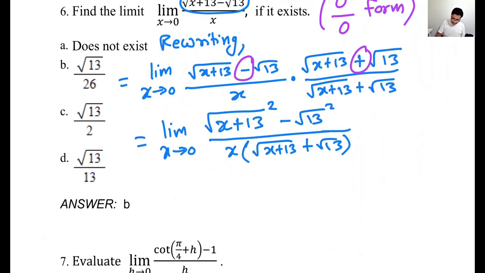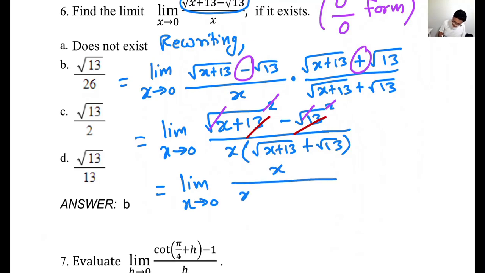Okay. Now we are almost there because the root and the square get cancelled. And then x plus 13 minus 13, we can cancel that as well. So that leaves you with limit x approaches 0, just x in the numerator and x times root x plus 13 plus root 13 in the denominator.